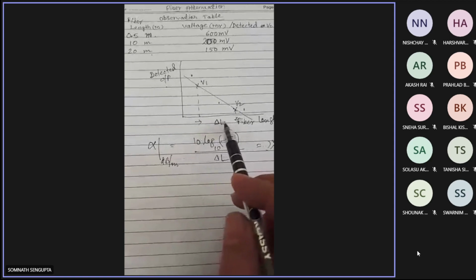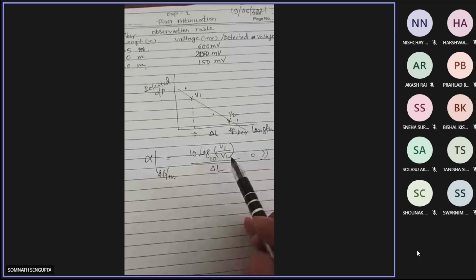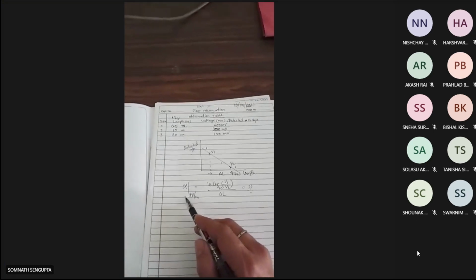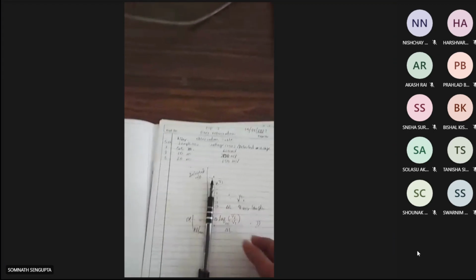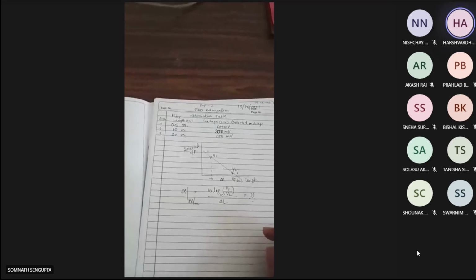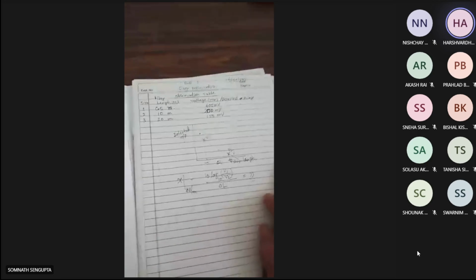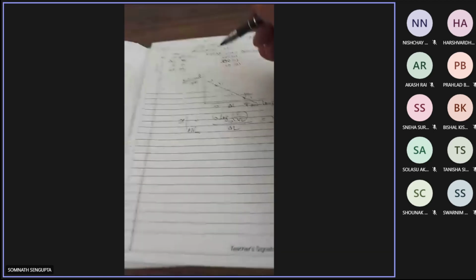Take the difference, that will give you the delta L, and apply the formula 10 log V1 by V2 by delta L, and what is the reading? So that will be the attenuation parameter, attenuation coefficient alpha. Okay, understood? Yes, sir. Okay. Sir, for all the 3 readings we'll get 2 alpha values, no, sir? I mean 3. No, 1 alpha value. Sir, for understanding, should we take the extreme?